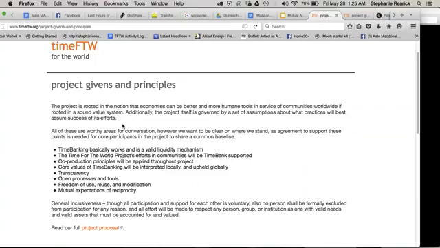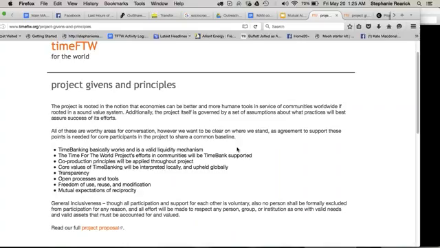And I really like my partner on the project's wording. He says, all of these are worthy areas for conversation. However, we want to be clear on where we stand, as agreement to support these points is needed for core participants in the project to share a common baseline. So just really attempting to communicate clearly why we were doing this. And then these were the pieces.